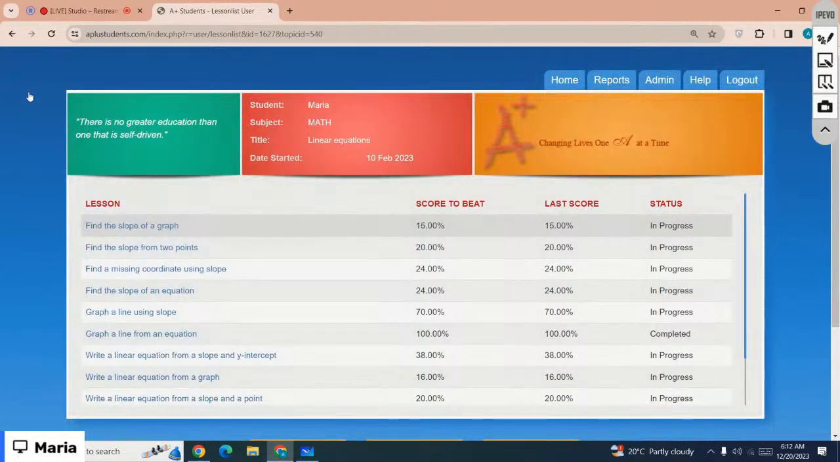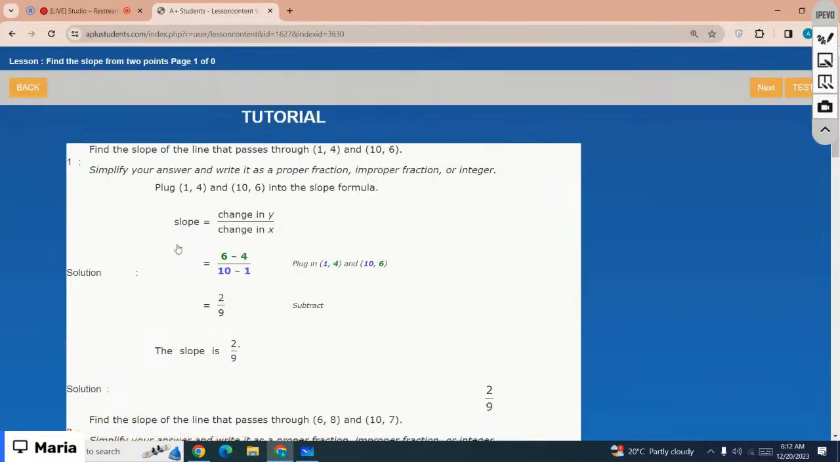Find the slope from 2 points. The one we just did is from the graph, right? We find 2 points on the graph and then calculate the slope. Now we are given the 2 points, and you need to calculate the slope. When you are given the points, that is very easy. Just use the formula and calculate the slope.